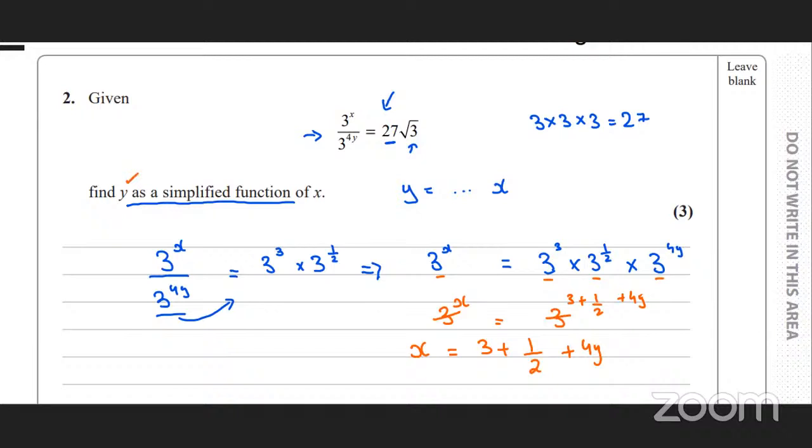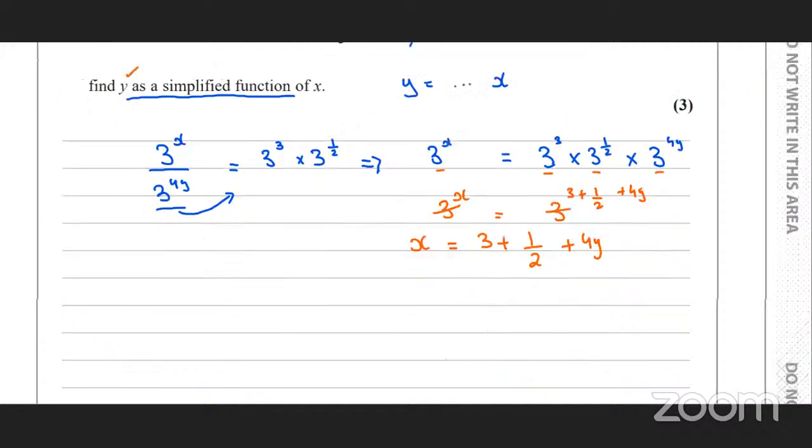So we need to make y the subject. This is going to give me x equals... I can take the LCM. So I have 1 here, I will multiply it with 2, so I will multiply the numerator with 2 as well. 6 plus 1 plus 4y. This is giving me x equals 7 by 2 plus 4y.